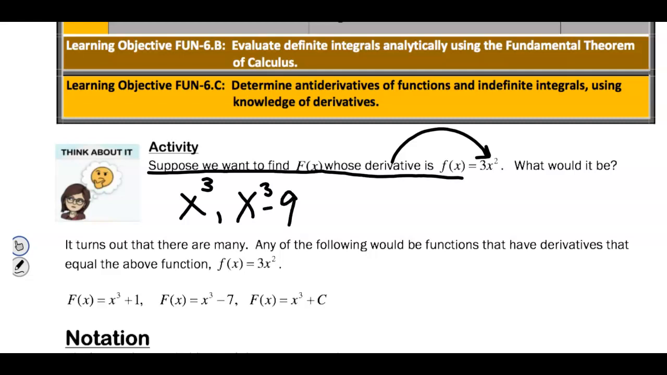Because what's the derivative of any constant? It could be x cubed plus 5. The derivative of all of those is 3x squared. Do you agree with me? And so in particular, we call it x cubed plus c. And c stands for any constant.